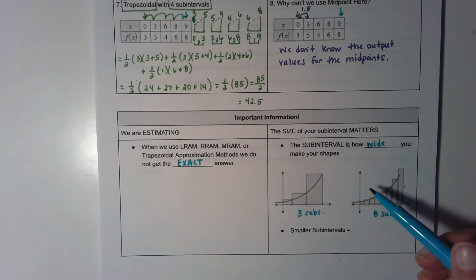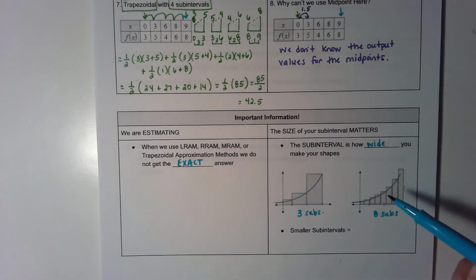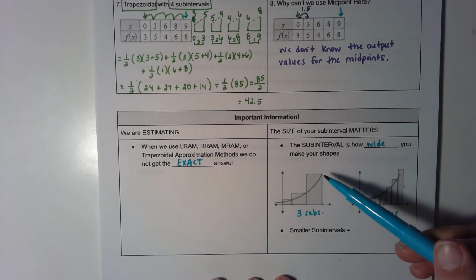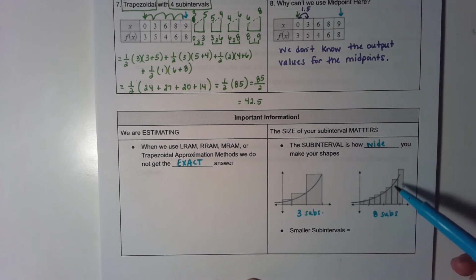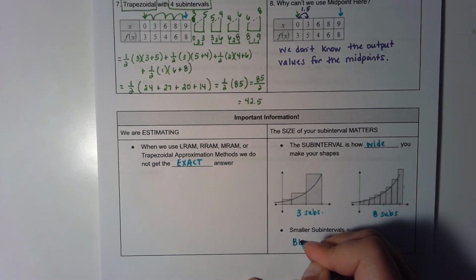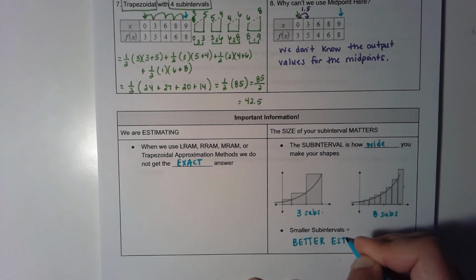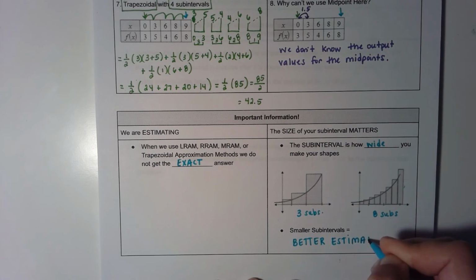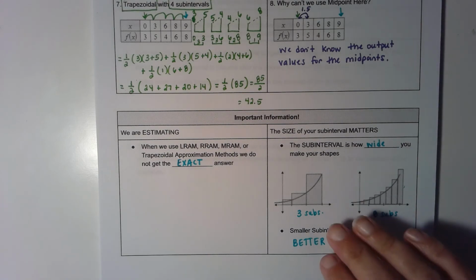Your estimate using this many subintervals is going to be better than using 3 because there's less extraneous area. You can see there's a lot of extra area you're getting here when you find the area of these rectangles. There's less and less of it the more subintervals you make. So smaller subintervals means you get a better estimate. That means the smaller you break up your area and you find lots and lots of different rectangles or lots and lots of different trapezoids, the better your estimation for the actual exact area is going to be.